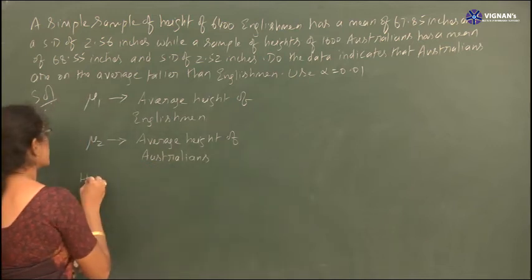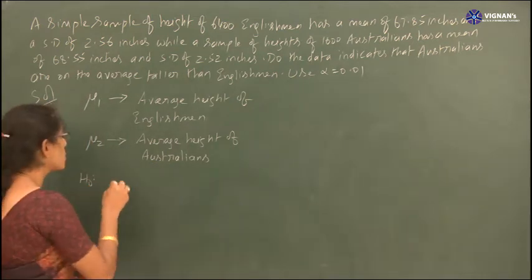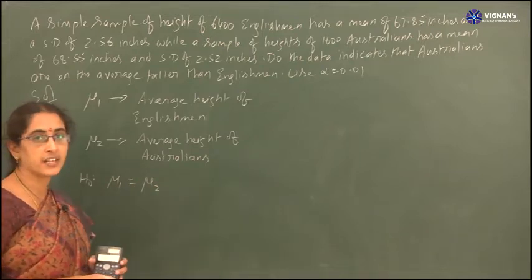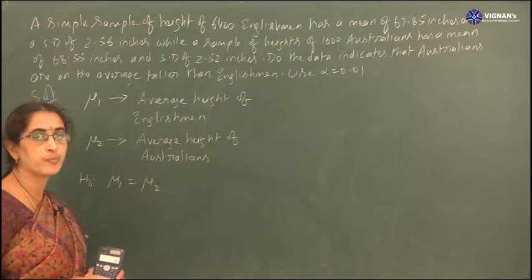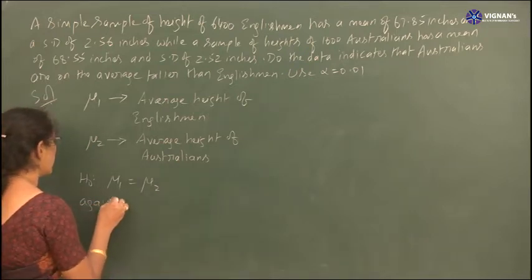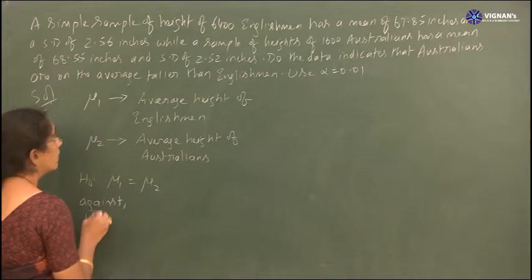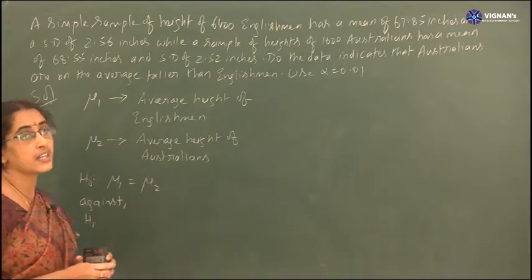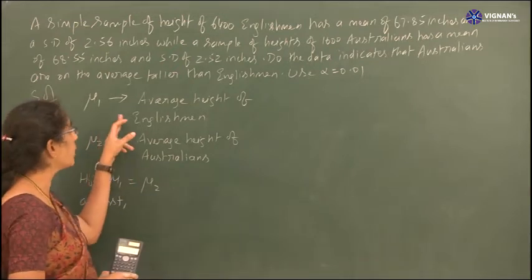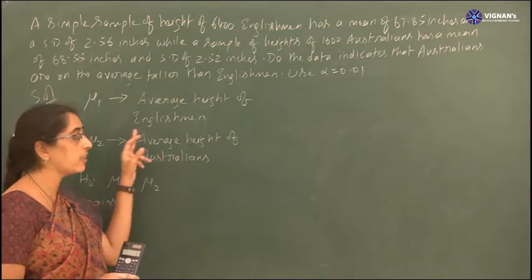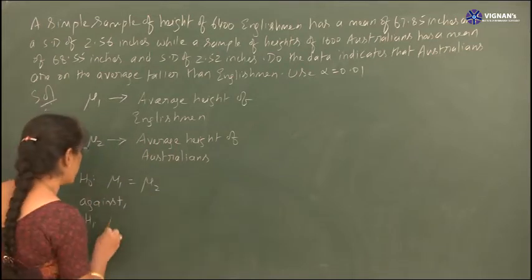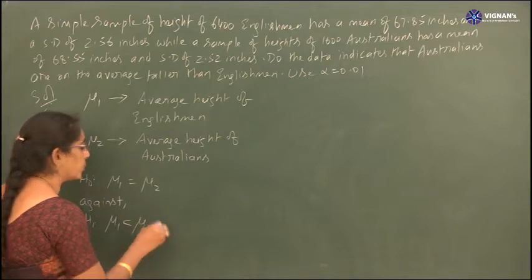Now, the null hypothesis is always unbiased. So, mu1 is equal to mu2. That means there is no significant difference in the average heights of Englishmen and Australians. Then, against H1. So, do the data indicate that Australians are taller than Englishmen. But here, mu1 represents the average height of Englishmen and mu2 represents the average height of Australians. So, mu1 is less than mu2.